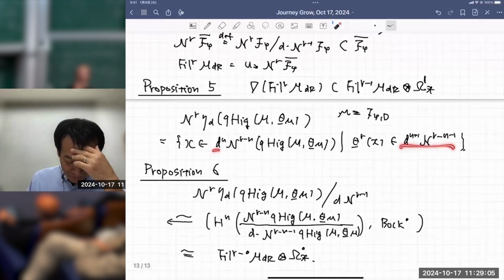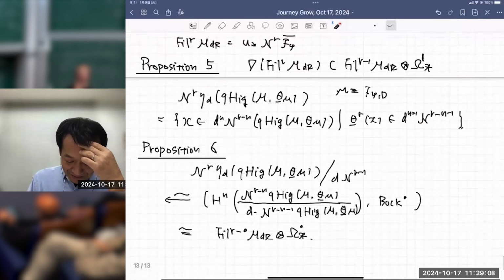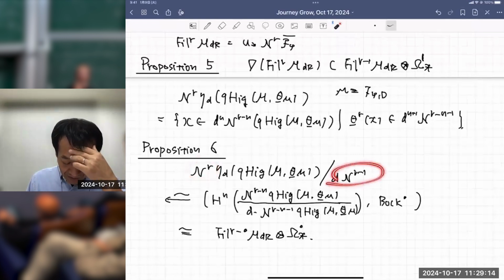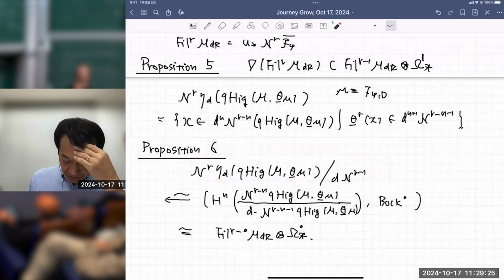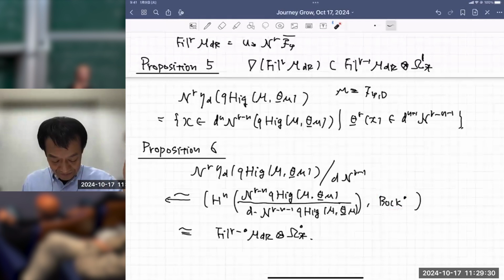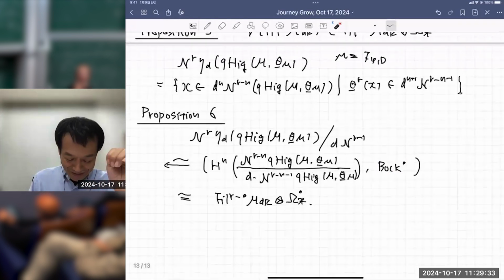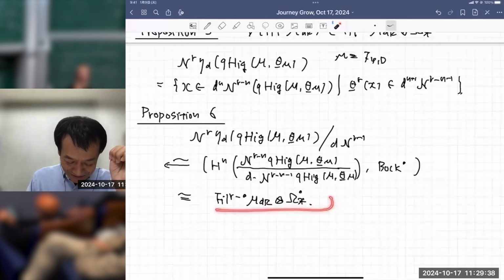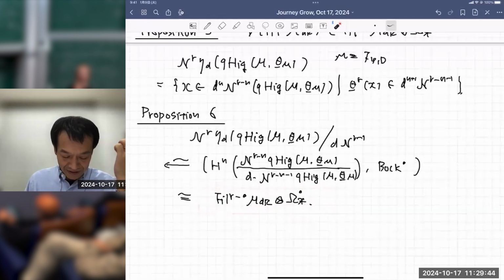But the important point is that if you define it like this, and then take the quotient of N^r by d times N^(r-1), then you can compute this cohomology using a kind of filtered Bockstein complex. I don't have time to explain, but anyway, you get an isomorphism to this filtered de Rham complex.